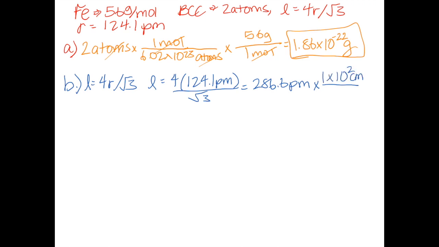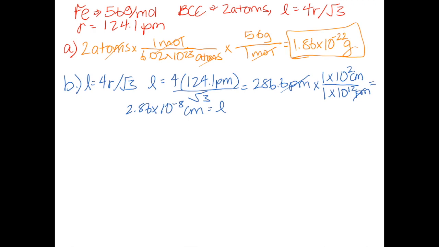So 1 times 10 to the 2, that's 100. And I know that I have 1 times 10 to the 12th picometers in every meter. If you do 1 times 10 to the 2 divided by 1 times 10 to the 12, that is going to get you centimeters from picometers. Picometers cancels, and you end up with 2.86 times 10 to the minus 8. You're usually going to have something to the minus 8 centimeters. There's my length. Hooray. But I need my volume to solve for density.